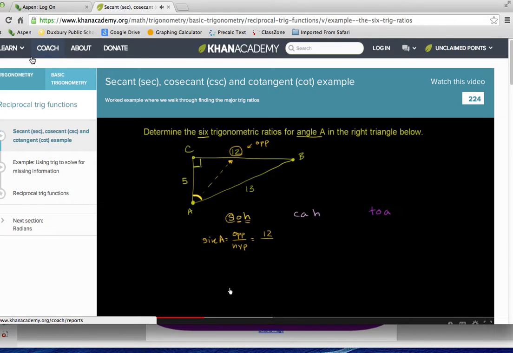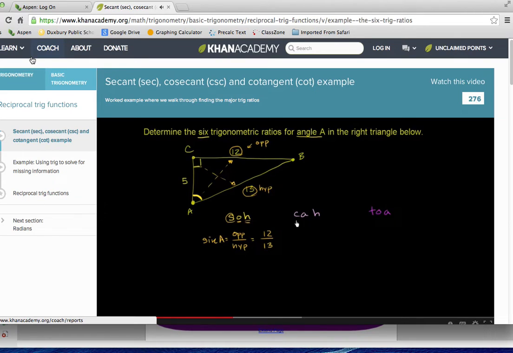And what's the hypotenuse? Well, the hypotenuse is the longest side of the triangle. It's opposite the 90-degree angle. And so we go opposite the 90-degree angle. Longest side is side AB. It has length 13. So this right over here is the hypotenuse. So the sine of A is 12/13.